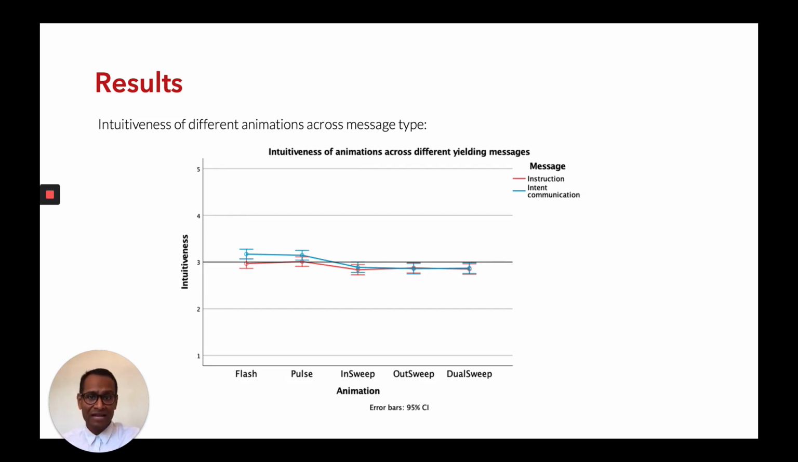The main effect of animation was also statistically significant in both message conditions. The 2 uniform animation patterns, flash and pulse, scored better than the sweeping animation patterns. When we looked at the interaction between the animation and the message, we didn't find a significant difference, however.